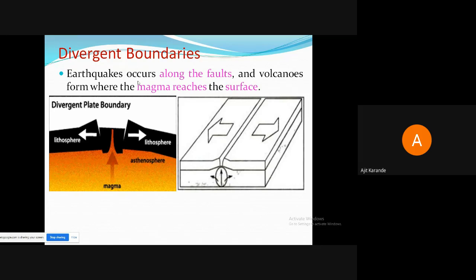Due to the repulsion of two successive plates, one valley region is formed, and from this particular cracked portion, molten magma from the asthenosphere, or underlying layer, wells up onto the Earth's surface, and after some time it cools down or solidifies. After solidification, the rock masses are formed from this molten magma, and that's what is called the constructive margin.